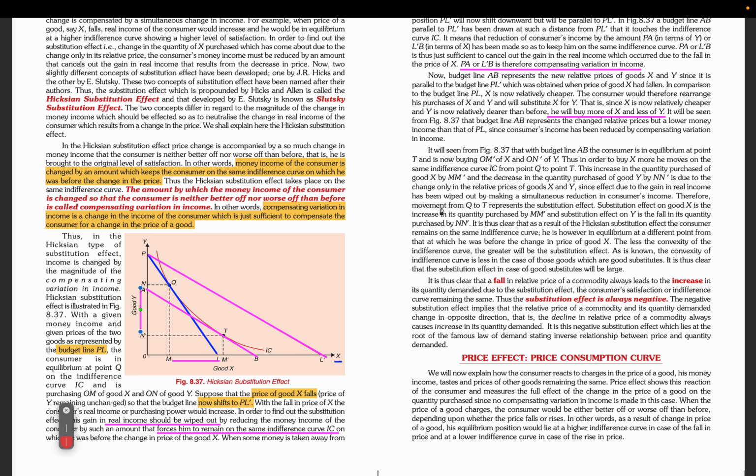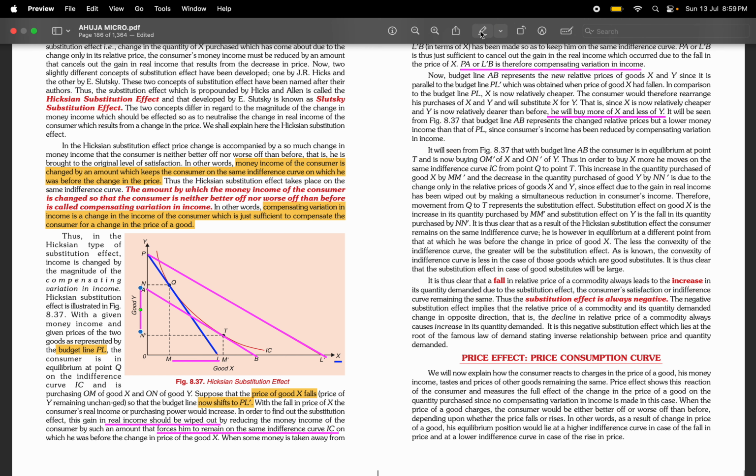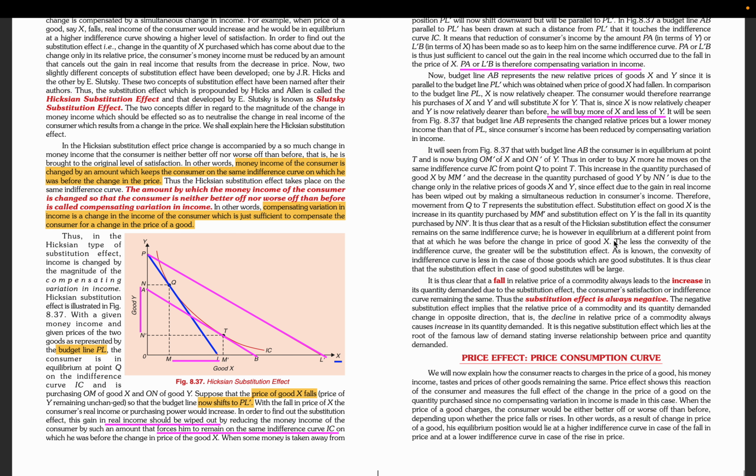He is, however, in equilibrium at a different point from that at which he was before the change in the price of good X. The less the convexity of the indifference curve, the greater will be the substitution effect. This is a nice observation. As is known, the convexity of the curve is less in the case of goods which are good substitutes. It is thus clear that the substitution effect in the case of good substitutes will be large.